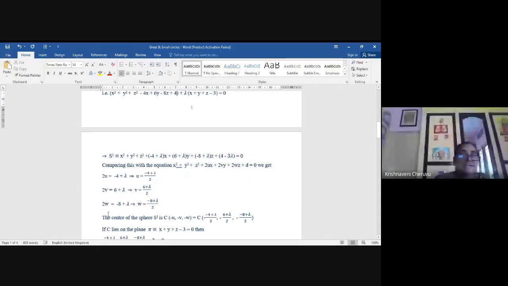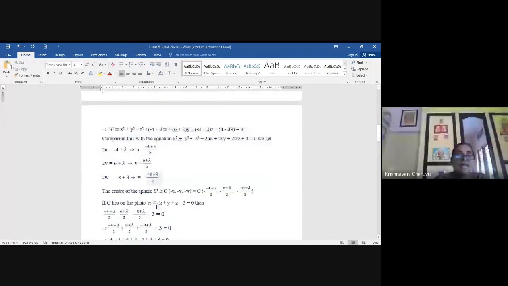So, when you equate them, you get w as minus 8 plus lambda by 2. So now you are ready to write the center of this sphere which is passing through the given circle. So the center of the sphere S dash, let us denote it by C, is minus U comma minus V comma minus W. So C is, this is U, no, minus of it is minus U, and this is V, minus of it is minus V.